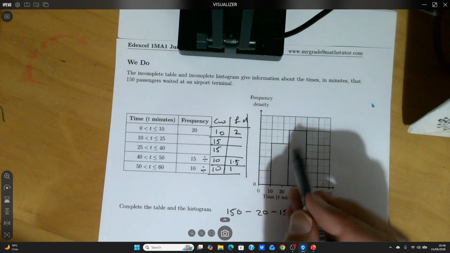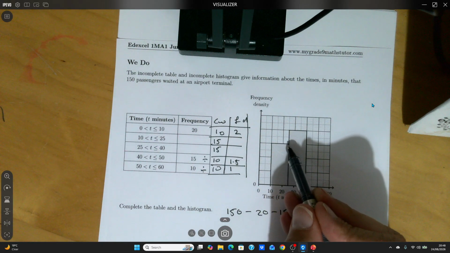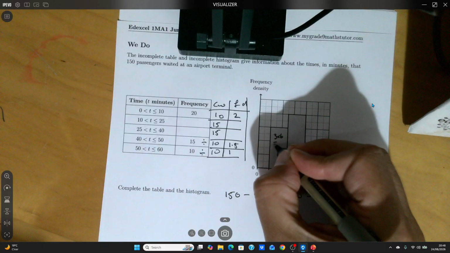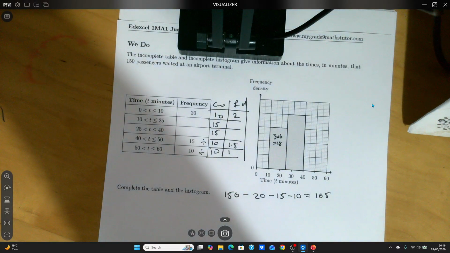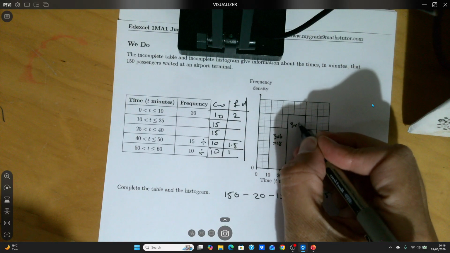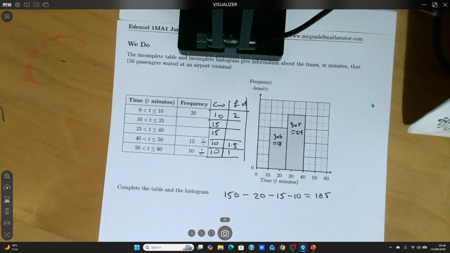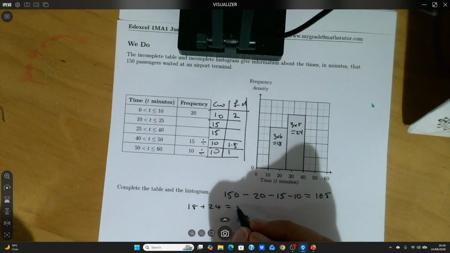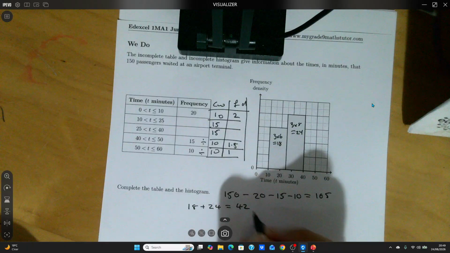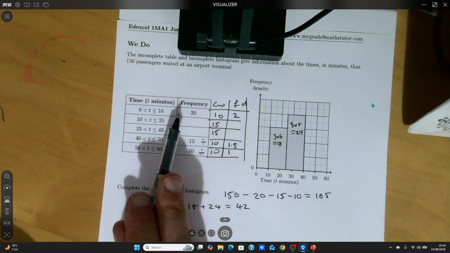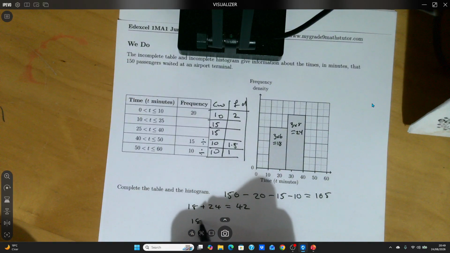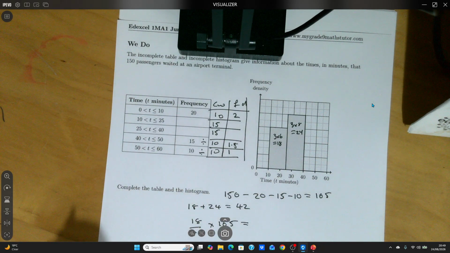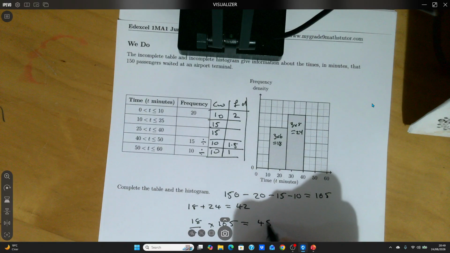I'm doing little ones, 3 by 6, 18 in there. 3 by 8, 24. So in total, 18 plus 24 gives me 42 boxes. So what fraction of the people are in here? 18 over 42 times by 105, which gives me 45.